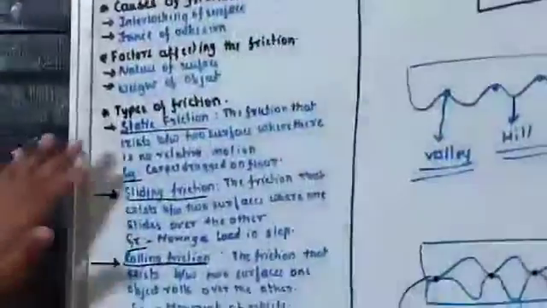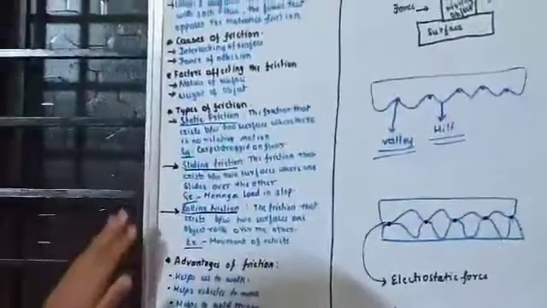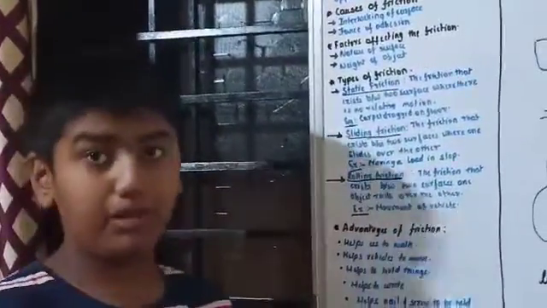Now we'll see the types of friction. There are three types of friction: static friction, sliding friction, and rolling friction. Static friction is the friction that exists between two surfaces where there is no relative motion. An example for that is a carpet dragged over the floor.